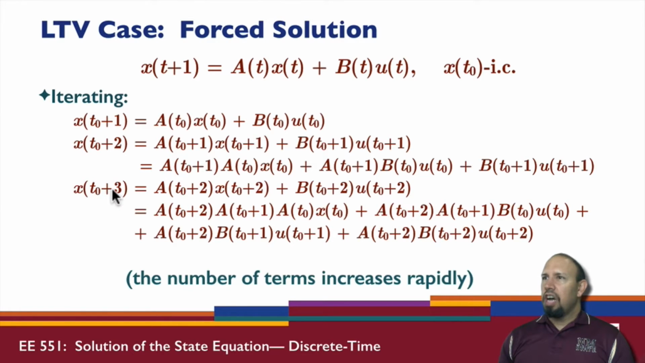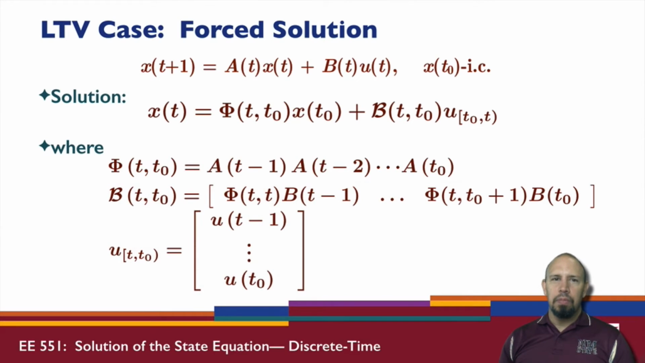I do the same with x of t0 plus 3, and notice I'm going to have t0 plus 2 terms everywhere here, and then this quantity is represented by this term, and I plug that in and I get this expression. We can see the number of terms increases rapidly because we can't combine them like we were able to before. However, we can still write the forced solution in this way, just like we did with the linear time invariant case, where now we have a different definition for the state transition matrix and a different definition for the control map, but we can still write it in this form.